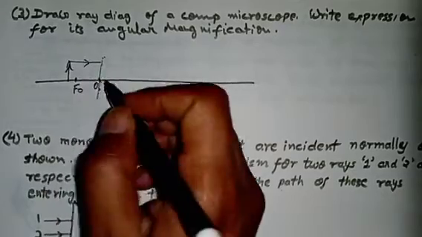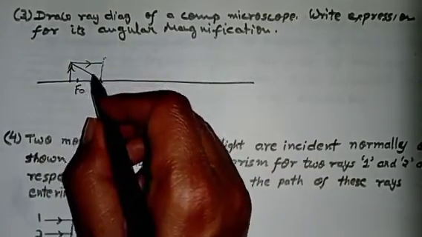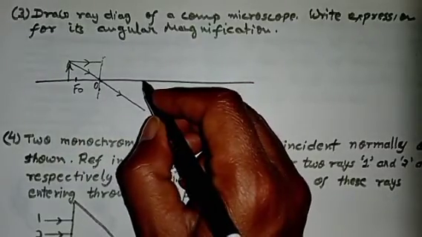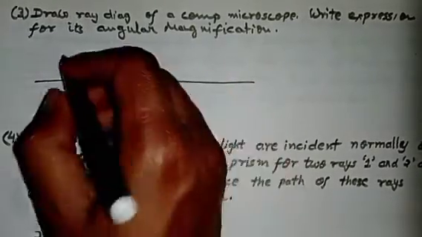So here we go. First ray, don't produce it further, but we can do this. Okay, now here image will be formed.